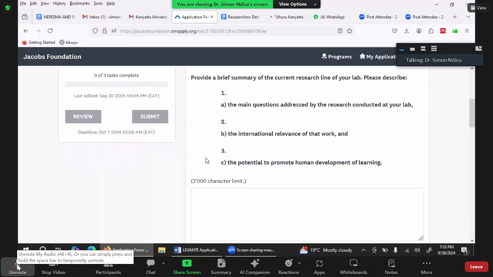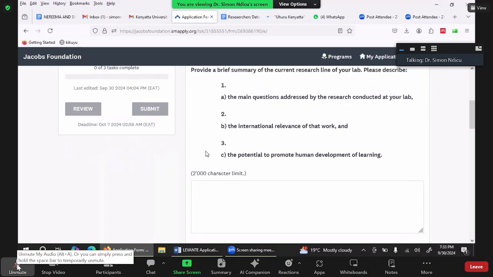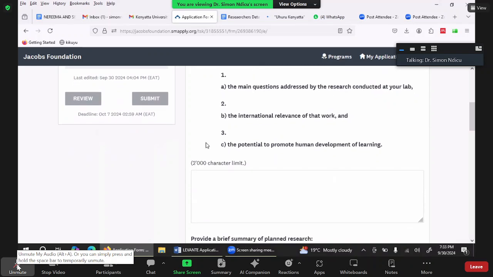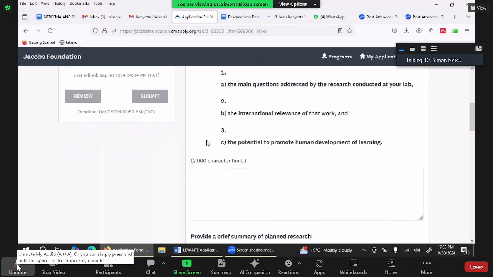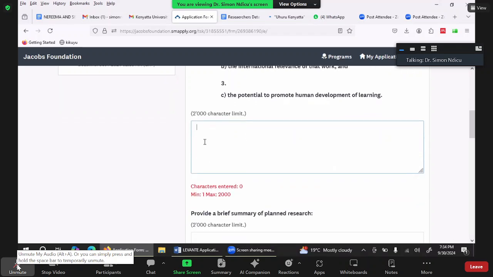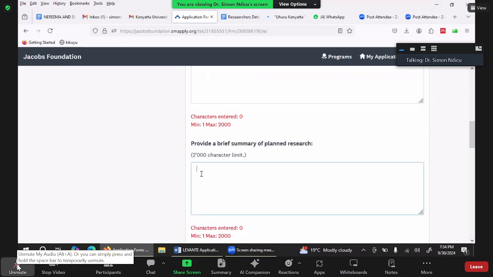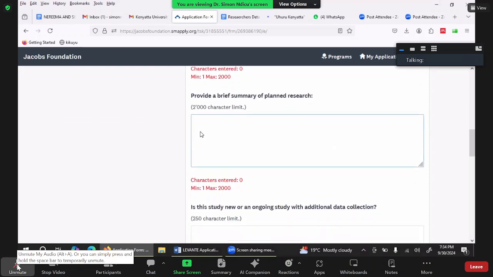So as we now build up the framework, I think the questions and the themes need to be connected to the relevance internationally and the potential to promote human development. And then in the form, we are supposed to type in here. So I think it will be just a matter of copying and pasting here. And then you're supposed to provide a brief summary of the planned research. The summary is there. There's space for that.